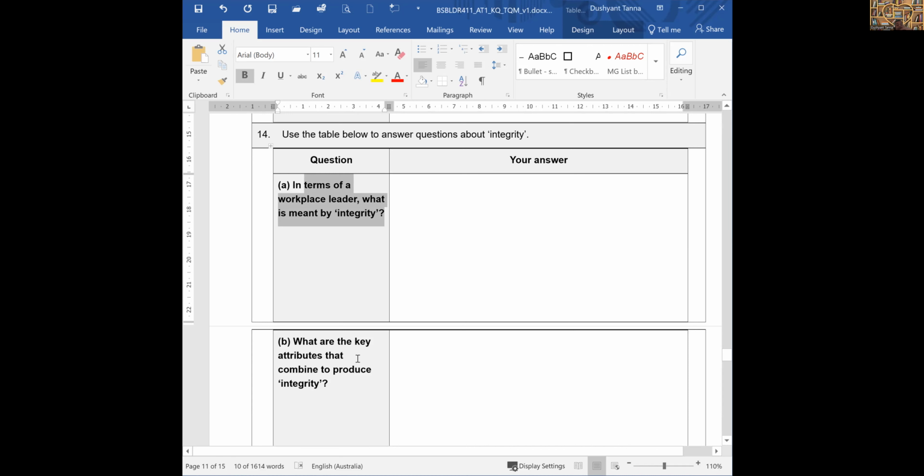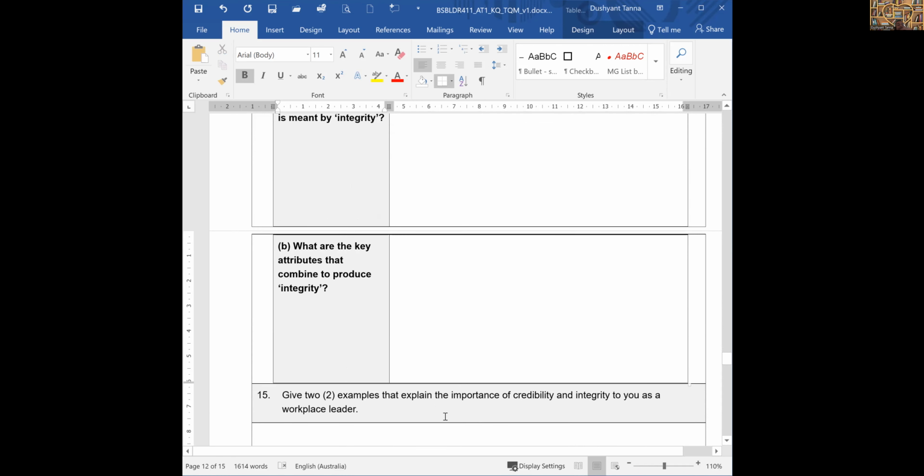What are the attributes that combine to produce integrity? How do you produce integrity? By being honest, not lying, being accountable. That is what you mean by integrity.